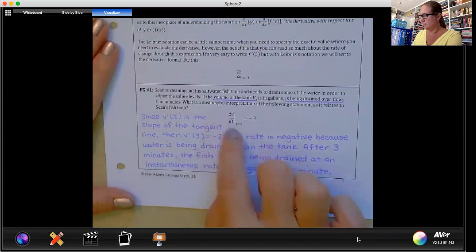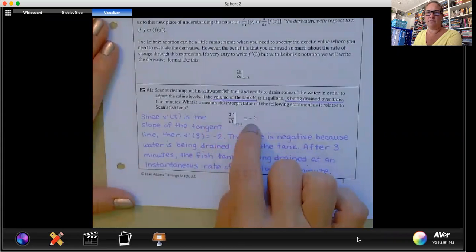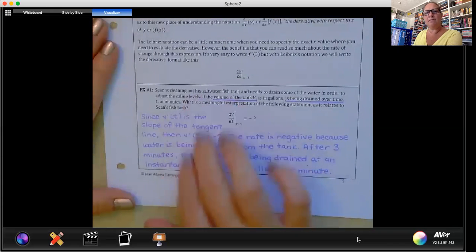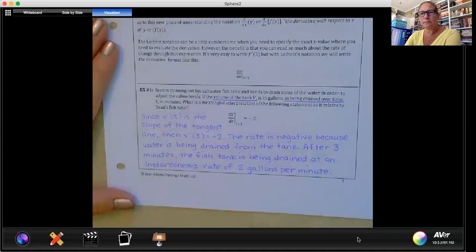So what this interpretation says is the derivative of the volume, the change in the volume with respect to time at time equals 3 minutes has a value of -2. So mathematically what that means is your derivative is a slope, and it's a slope of your tangent line. So V prime, your slope of your volume, of 3 equals -2.